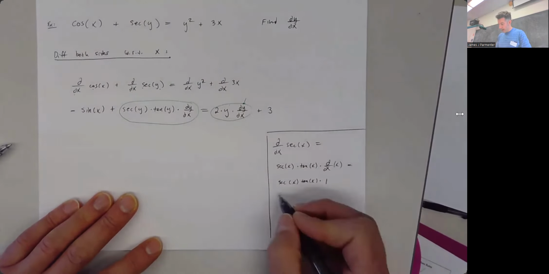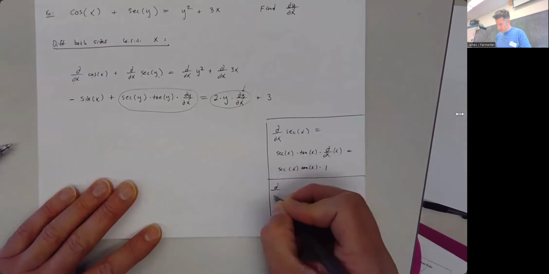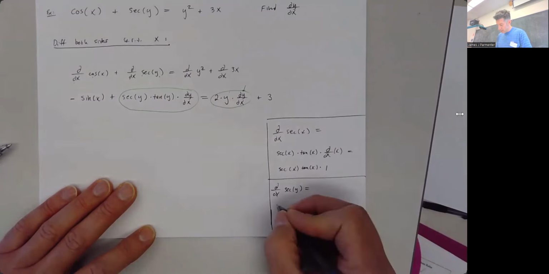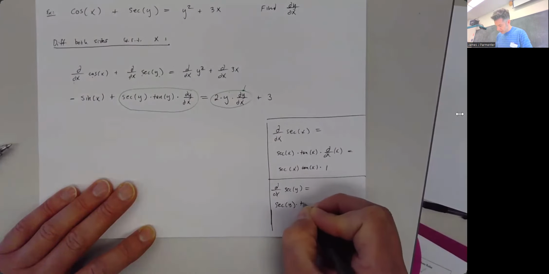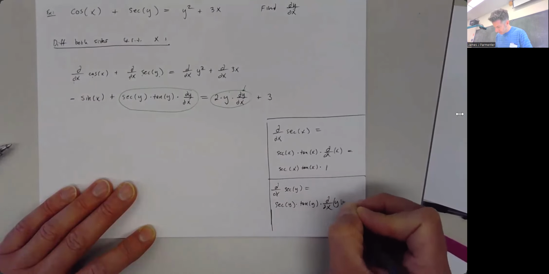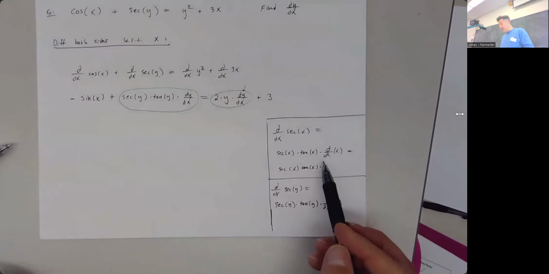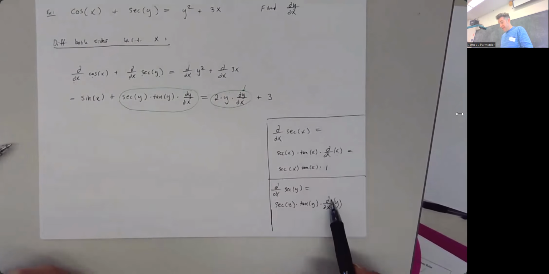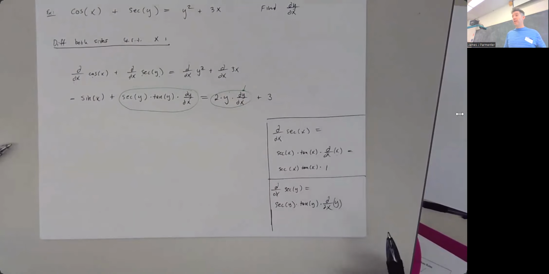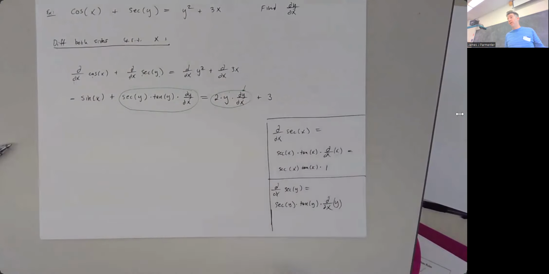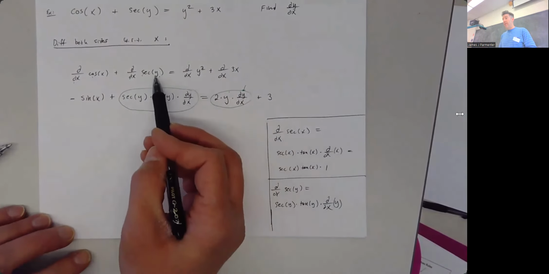But when I take the derivative with respect to x of secant of y, same deal. It's secant of my stuff times tangent of my stuff times the derivative with respect to x of my stuff. But now the difference is, I know the derivative with respect to x of x is 1. The derivative with respect to x of y is the thing we're trying to find. I don't know what dy dx is. It is the derivative of y with respect to x, which we are trying to figure out. So that's why we have to write this here, because we had a y there, not an x.